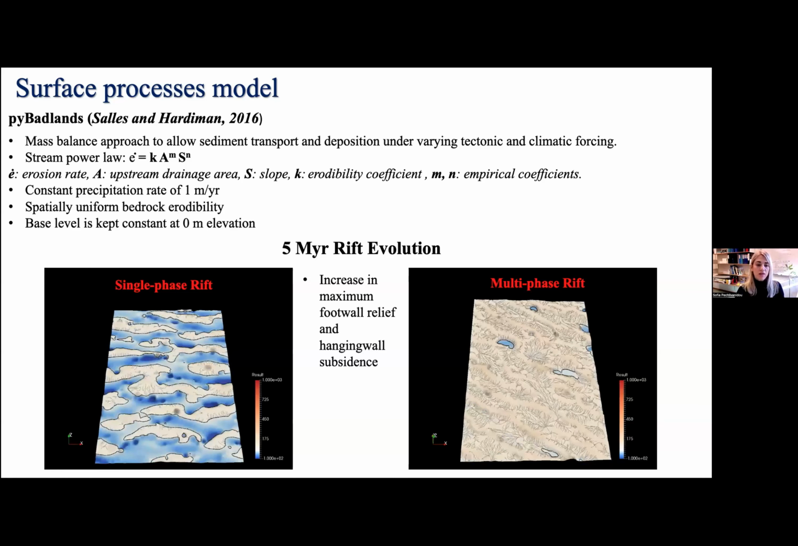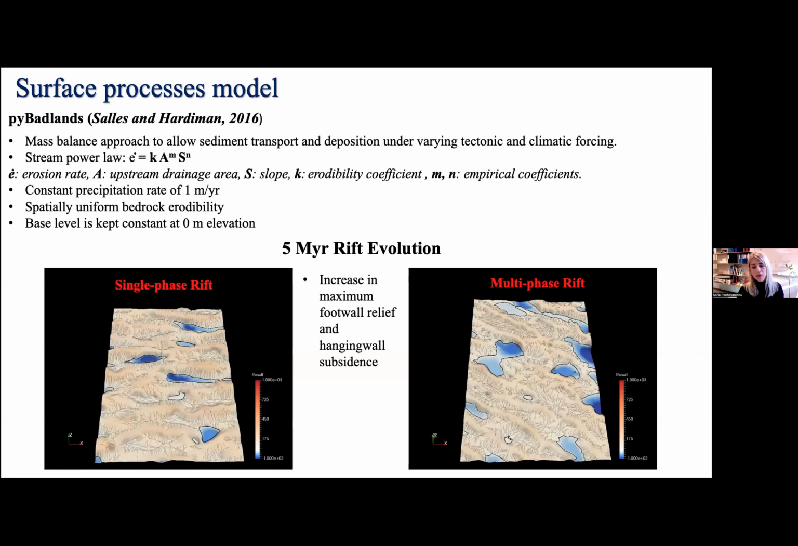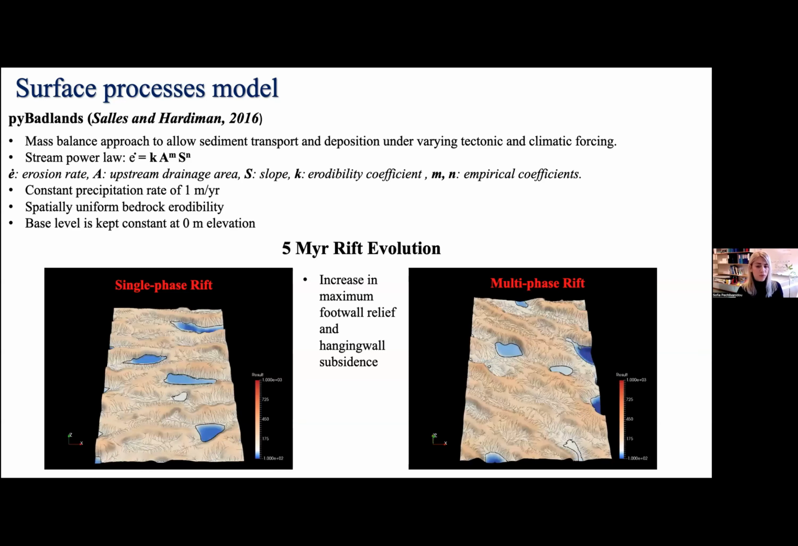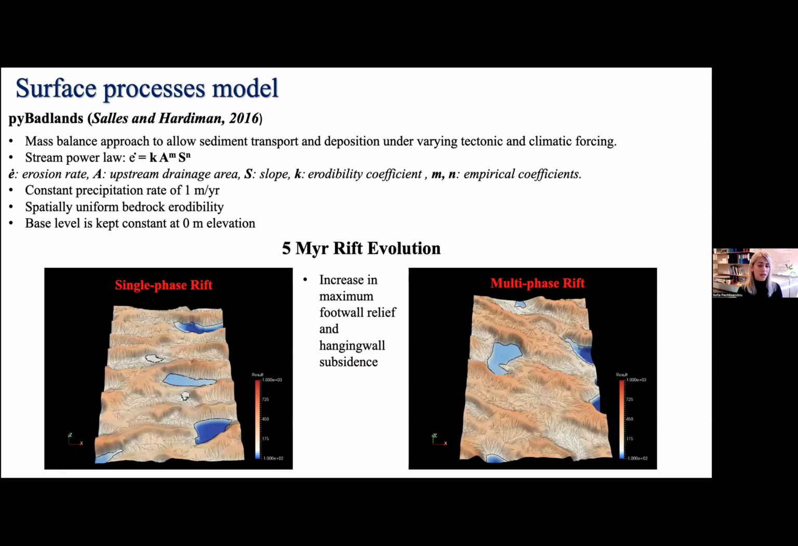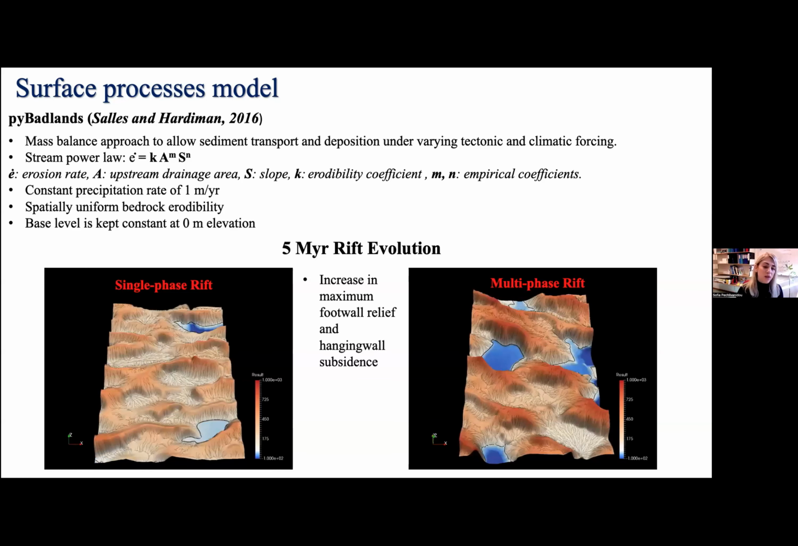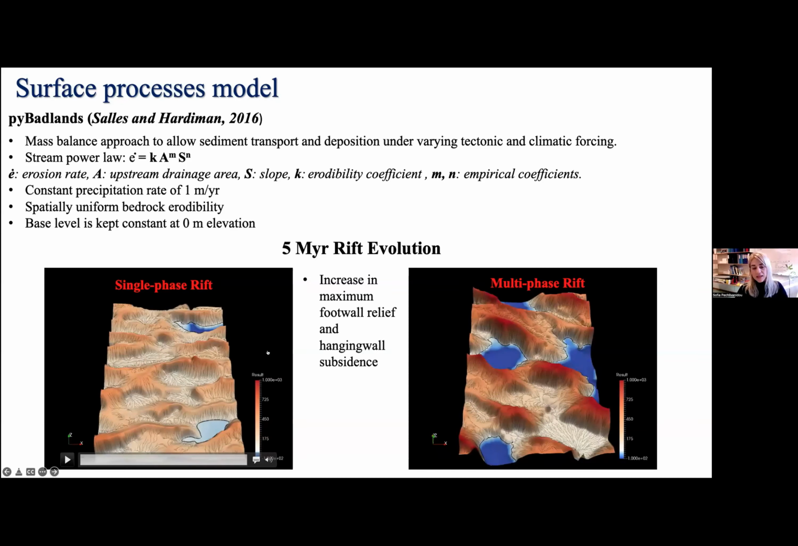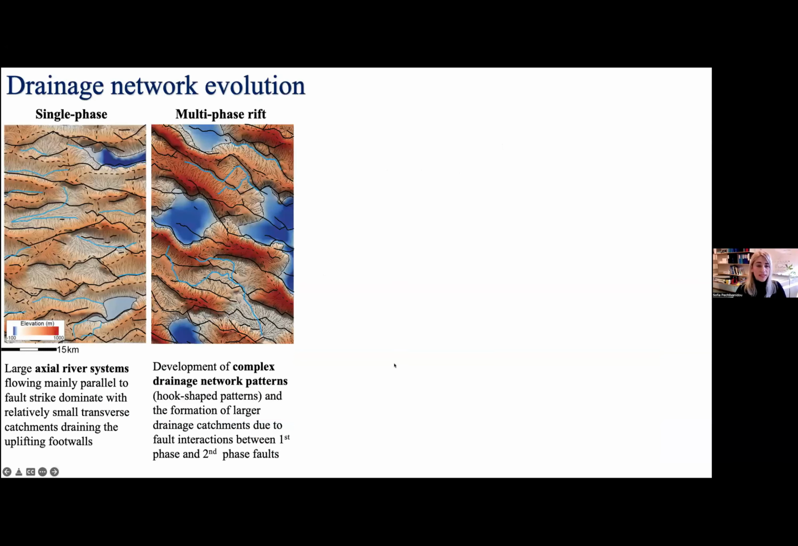So as faults grow in both experiments, maximum footwall relief increases, hanging wall subsidence is created, and we see these grabens or half grabens forming, that in some cases are getting filled with sediment, and in other cases are going into underfilled or sediment-starved basins. So now let's look at this in more detail.